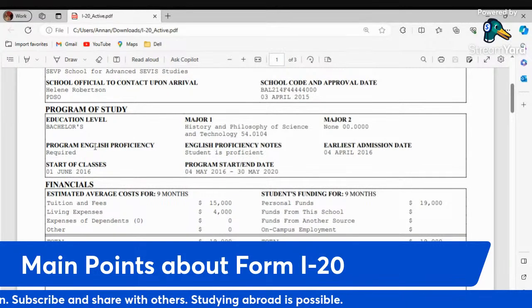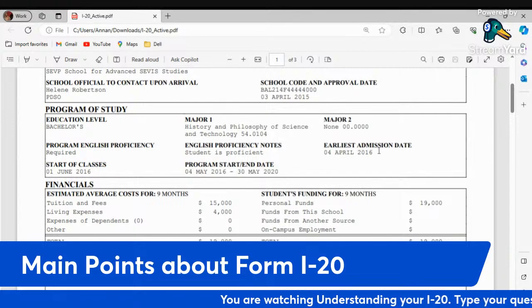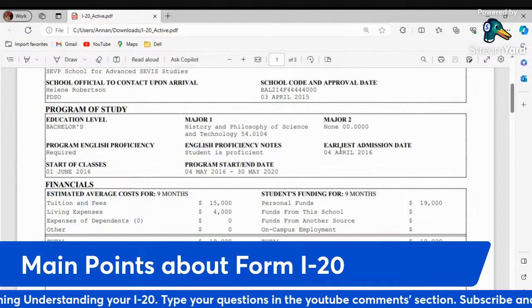They have to state the earliest admission date. That is very important because if you reach the states before your earliest admission date, you might not be allowed to enter into the states. So you have to take care of that.